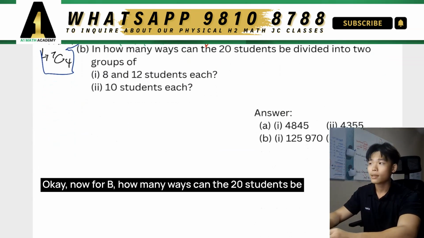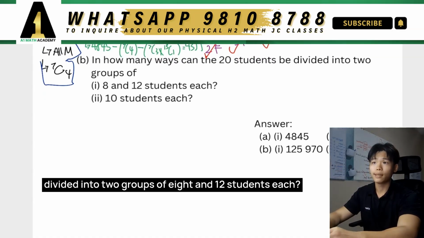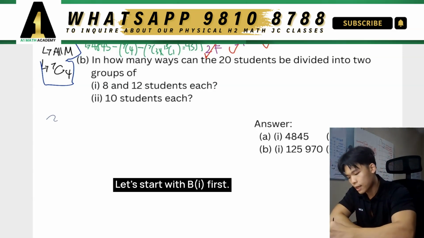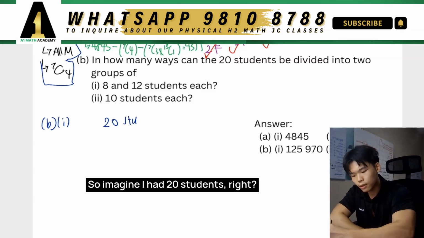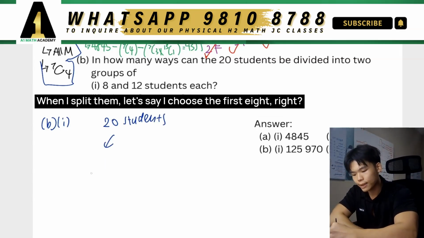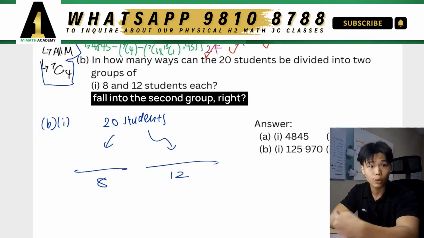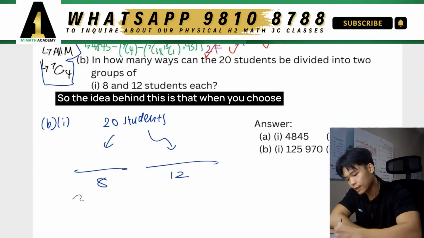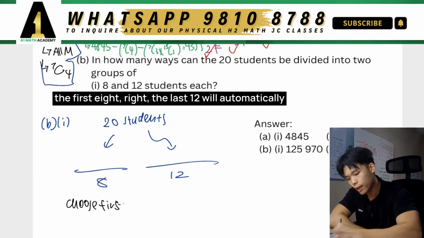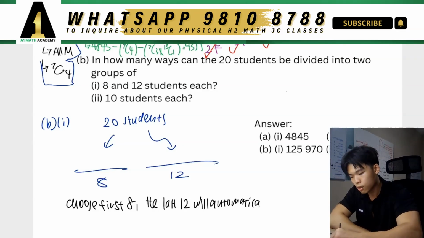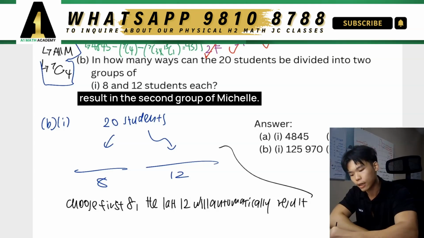Okay, now for B, how many ways can the 20 students be divided into two groups of 8 and 12 students each? The thing is that this question over here is slightly more interesting. Why? Let's start with BI first. So imagine I have 20 students. When I split them, let's say I choose the first 8. Automatically, the remaining 12 will fall into the second group. So the idea behind this is that when you choose the first 8, the last 12 will automatically result in the second group over here.